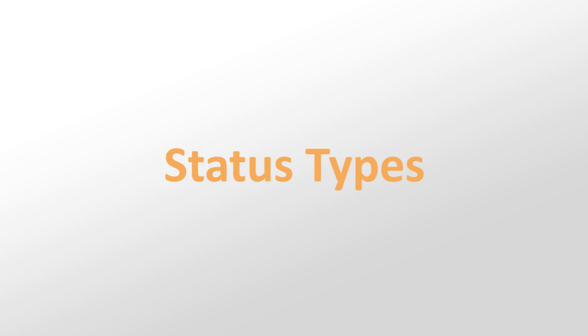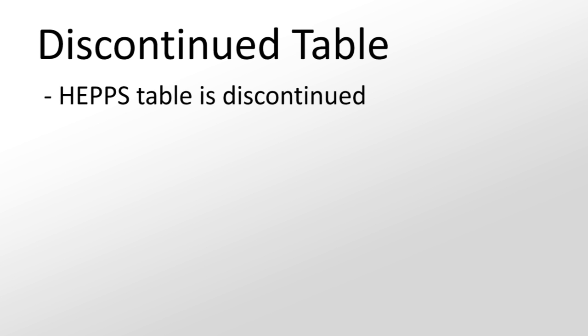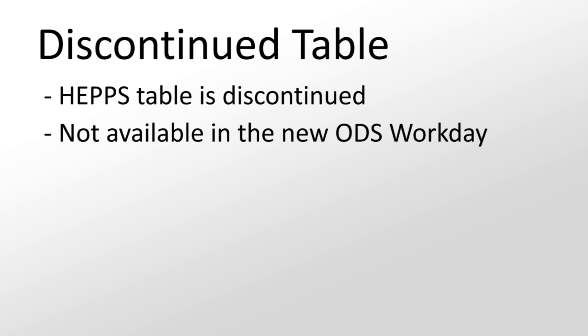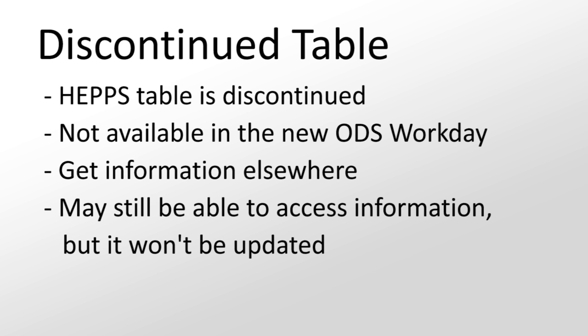Before we look at some table and column change information in Knowledge Navigator, you need to know the different status types to identify changes to a table or column. Discontinued table. This means a HEPS table is discontinued and will not be available in new ODS Workday. You will need to get the information somewhere else. Example, if you get Social Security number from HEPS today, you'll need to find it elsewhere, like directly in Workday. Keep in mind that even though a HEPS table may be discontinued, you may still be able to access that information. It just won't be updated once Workday goes live.